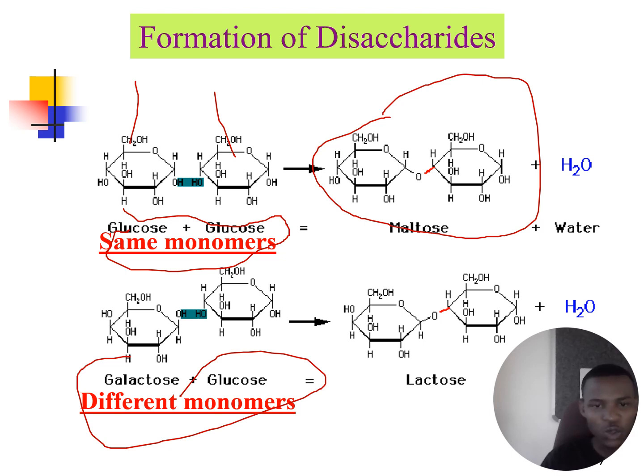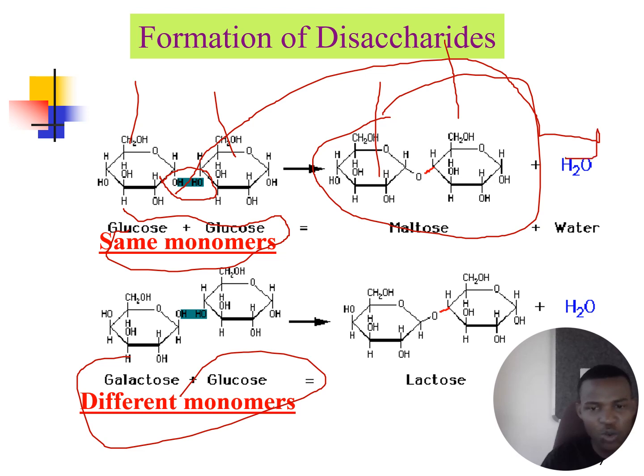It means that there are two sugars together, and those two sugars together form a disaccharide. Maltose and lactose are disaccharides. When you react, you need to know that the H from one monomer and the OH from the other monomer bind together and form H2O.